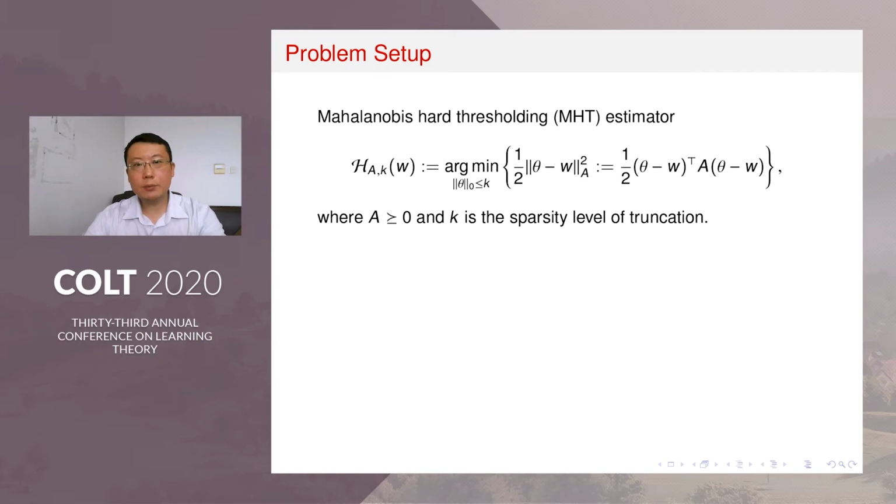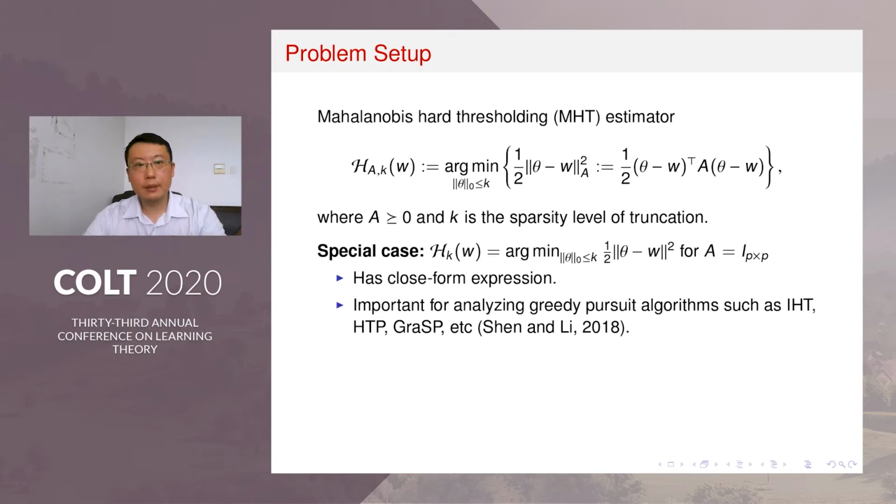What we study in this work is such an operator for truncating a vector W with respect to the Mahalanobis distance, which we call the Mahalanobis hard thresholding operator. Especially when A is an identity matrix, the operator reduces to the traditional hard thresholding operator, which has a closed form expression of preserving the top k entries of W. Such an operator plays an important role in analyzing the sparsity recovery performance of greedy pursuit algorithms.